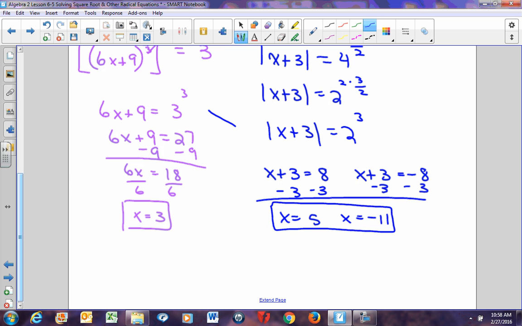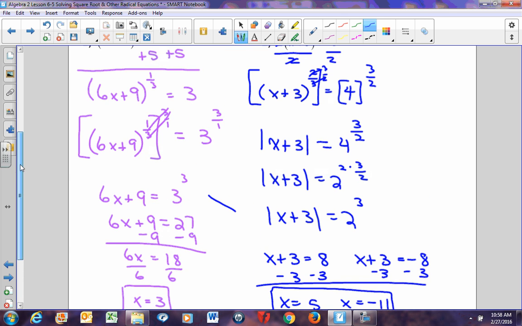But the reason we needed to do that one is, if we look at this first problem here, we took it to the 3rd power. We didn't have to worry about it. We had 3 over 1. Everything was odd. For this first problem where we had 6x plus 9 raised to the 1/3 power, and then we raised that to the 3 over 1 power, everything stayed odd. But over here, we had x plus 3 to the 2/3 power. We raised it to the 3/2 power. It became 6 over 6. So everything became even. And if we took x out of an even root, we had to put the absolute value somewhere in there.